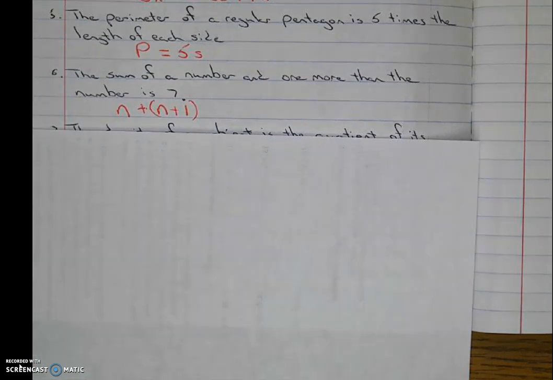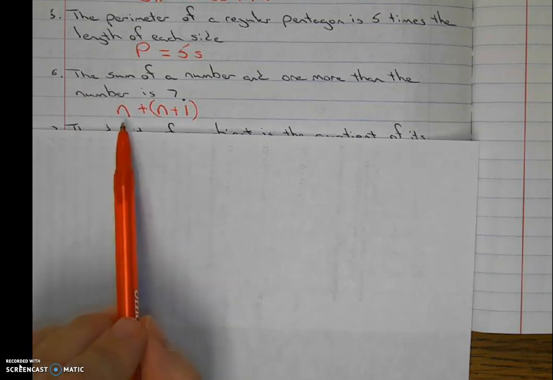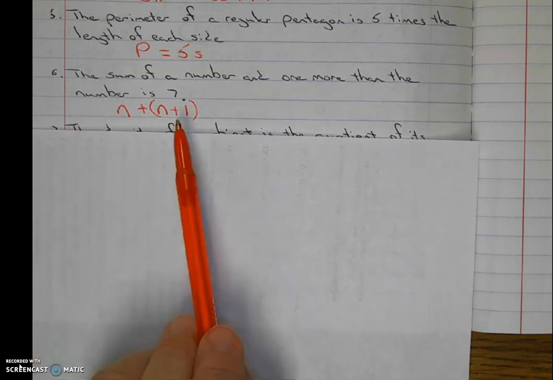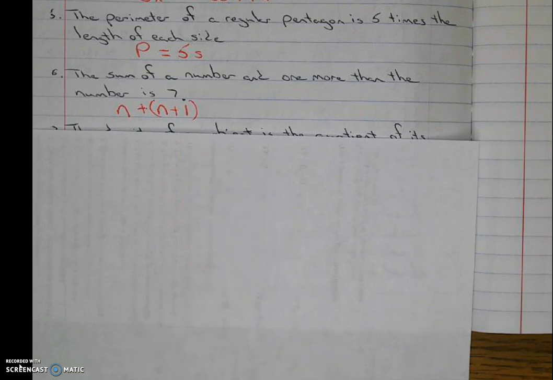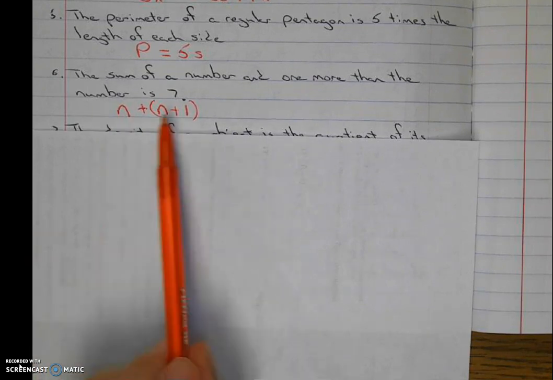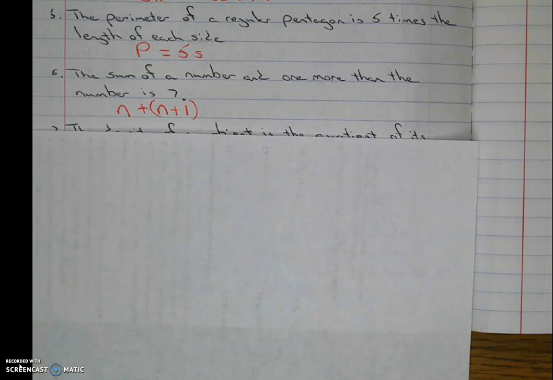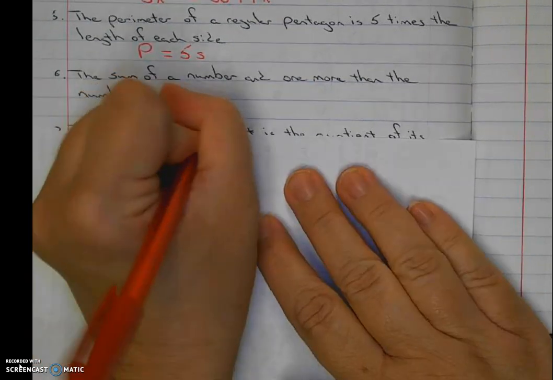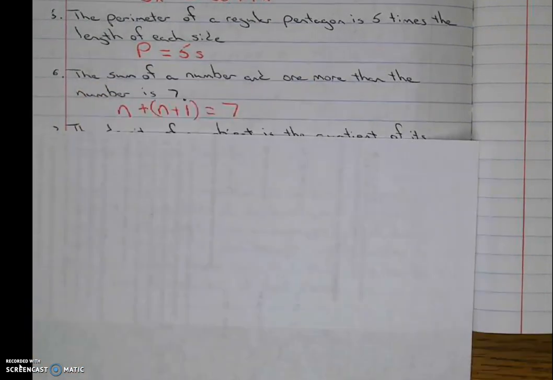Notice the parentheses I put in, mathematically, it doesn't matter. But to help us better see it, it can tremendously help. Because here's my original number. Here is one more than my number. And you can tell I'm adding these two together. Is, so equals, and then 7.